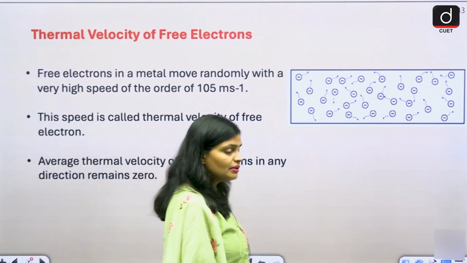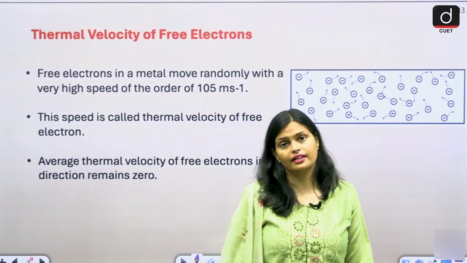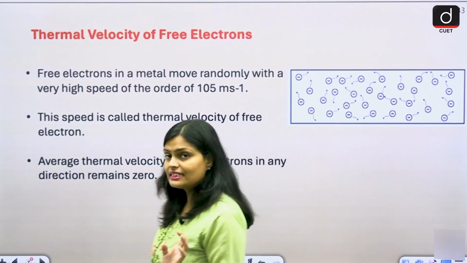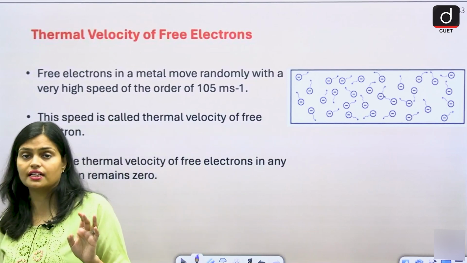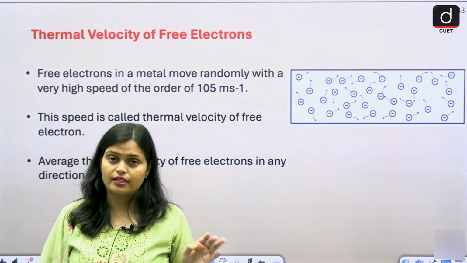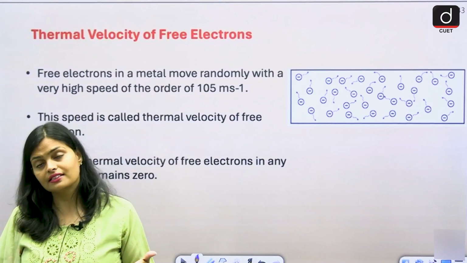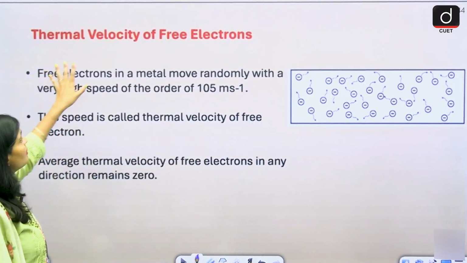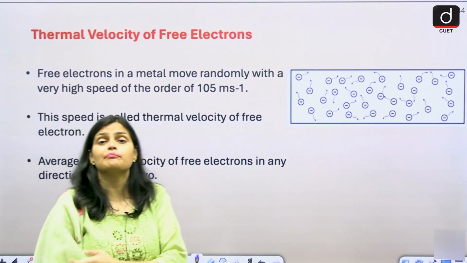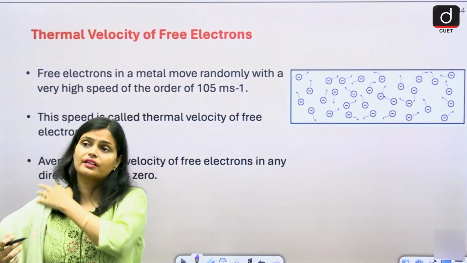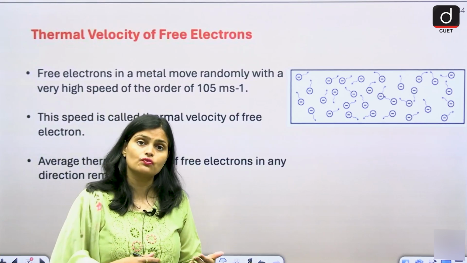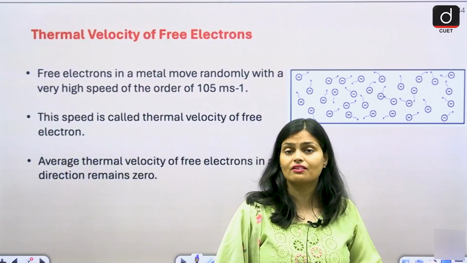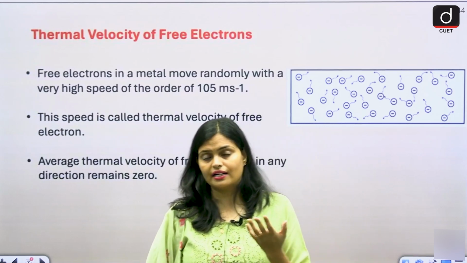Now, thermal velocity of a free electron. As I told you, if the charges are stationary, they are not moving by themselves. You need to give external energy or an external force. Thermal means temperature. And velocity is displacement upon time, like how much distance is covered per unit time.